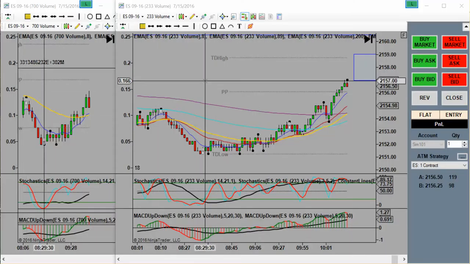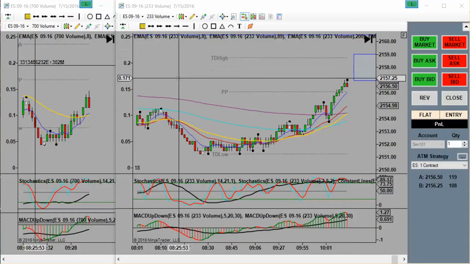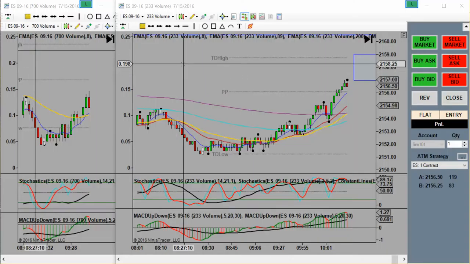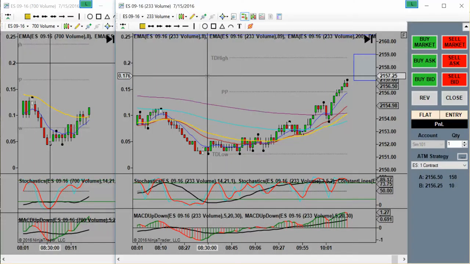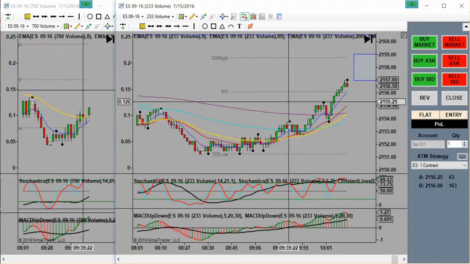This is the ES September chart. This is in the Globex session, so the main chart is 233 volume. The anchor chart is 700 volume. Alrighty, let's get going.